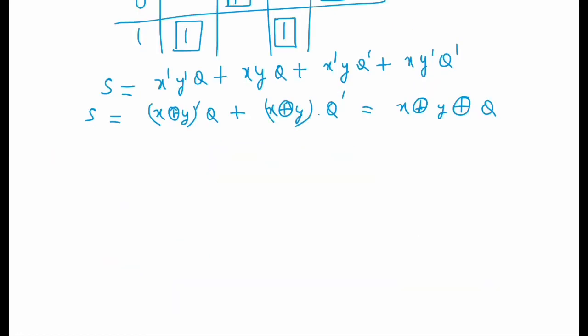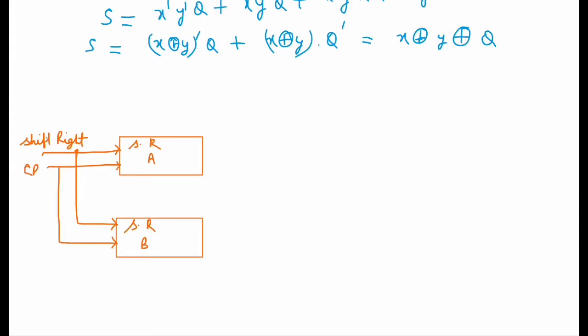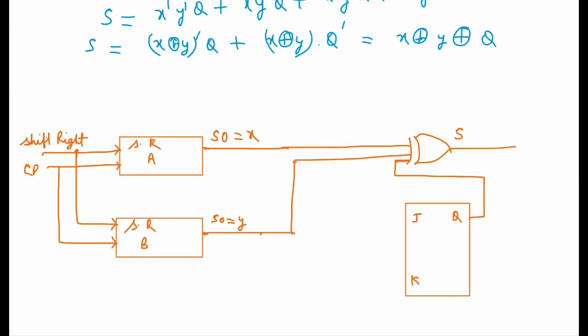We can draw a serial adder like this: there are two shift registers, shift register A and shift register B. Again there is a shift right signal. There is a clock pulse CP, and the two serial outputs SO are represented by X and Y. There is an XOR gate. This is the sum bit S, and there is a JK flip flop. There is a clock pulse here also for the JK flip flop.